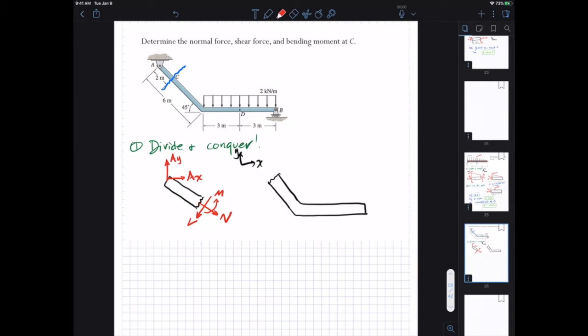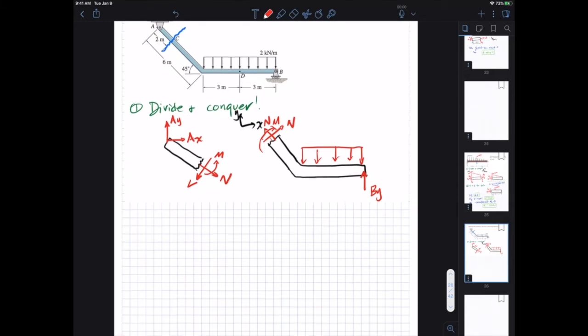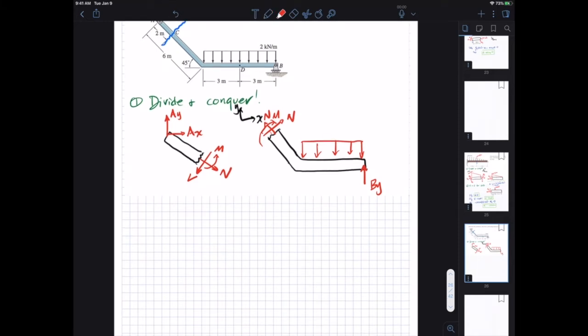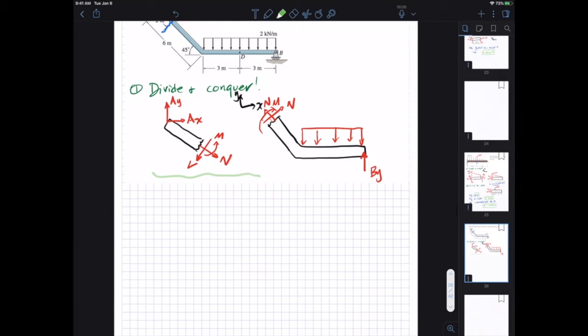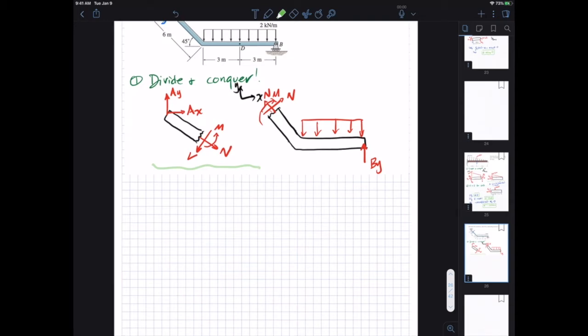All right. On the other side, N is out, shear is up, and M is this way, kind of getting messy. And then we have this distributed load. And then we just have the vertical at B, right? Because it's on these rollers. So which one? I still would say we should go with this one, right? Let's see what that means.